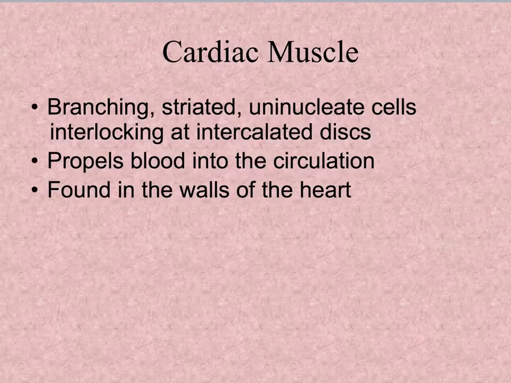Cardiac muscle is muscle that is only found in the walls of the heart, and it is specialized in order to propel blood around your body. One of the things that makes it unique is that it's branched, so the cells are not in one long line. It's also striated, like the skeletal muscle was, and it's uninucleated, which means it only has one nucleus. And they also have what are called intercalated discs, and this helps link all the cells together so that they're all beating and contracting together.